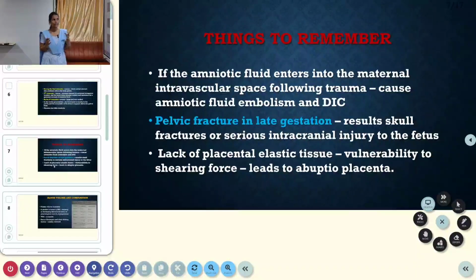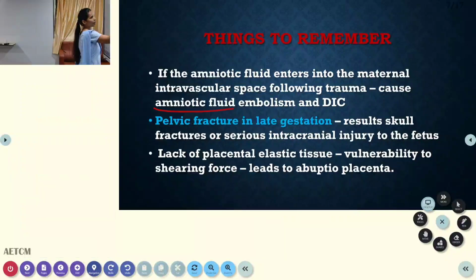In trauma, if amniotic fluid enters the intravascular space of the mother, it can lead to amniotic fluid embolism and disseminated intravascular coagulation, the DIC. Next, pelvic fractures in late gestation. As we discussed, the head of the fetus is engaged in the pelvis of the mother, so any pelvic fracture in late gestation can lead to serious intracranial injury to the fetus. The placenta has less elasticity, so it is vulnerable to shearing force, which leads to abruptio placenta.